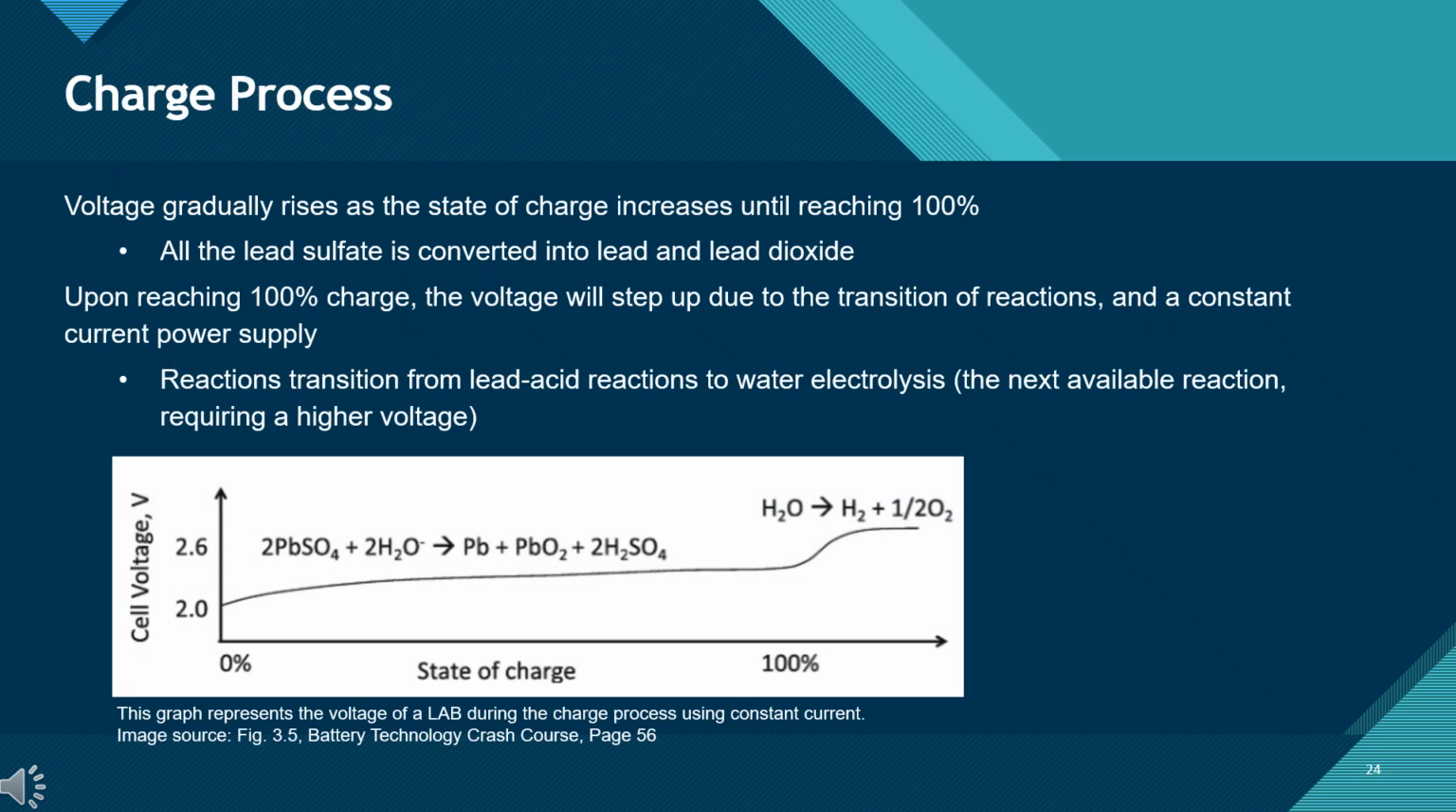When we charge a lead-acid battery, the voltage gradually increases as the battery is filled with energy. Inside the battery, the lead sulfate on the plates is turning back into lead on one side and lead dioxide on the other side. That's how the battery stores energy again. Once the battery is fully charged, the voltage suddenly jumps higher. That's because the main reaction is done, and now the extra energy starts splitting water into gas. If you examine the graph on this slide, you can see the smooth rise in voltage as the battery charges, followed by a sharp step upward when it reaches 100%.